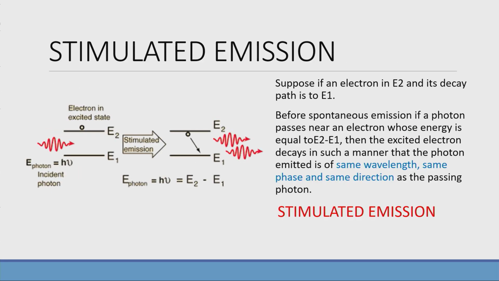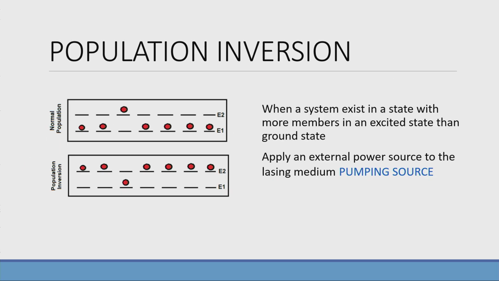For laser, we need stimulated emission. So what is it? An electron is in the excited state E2 and it has to decay to E1. Before the emission, if a photon passes by this electron, whose energy is equal to E2 minus E1, then the electron decays with the emission of a photon which is of the same wavelength, phase and same direction as the passing photon. This is stimulated emission, and this is what we use in laser production.